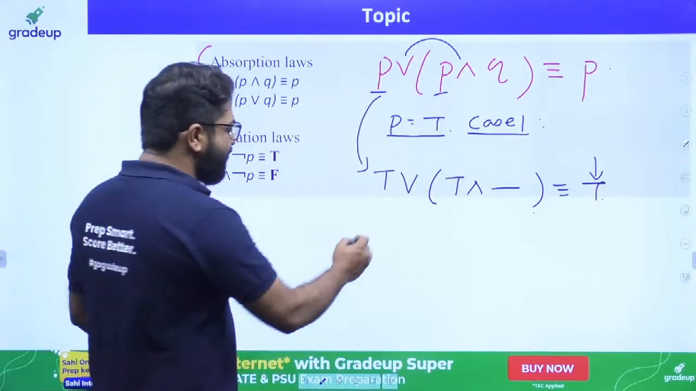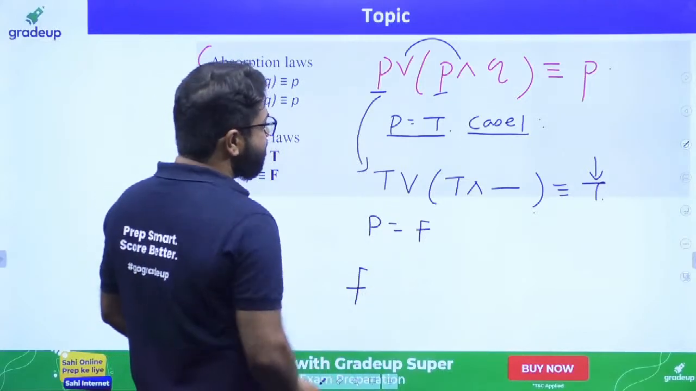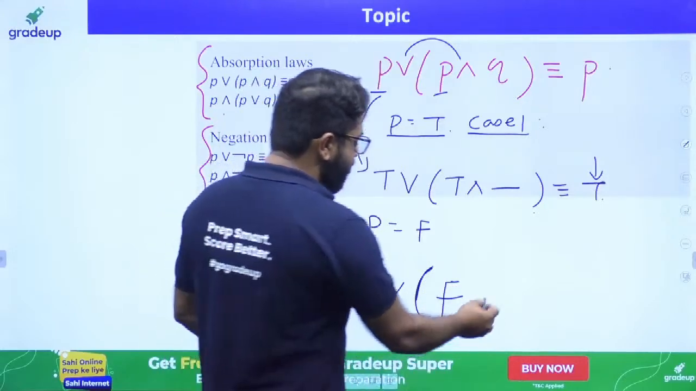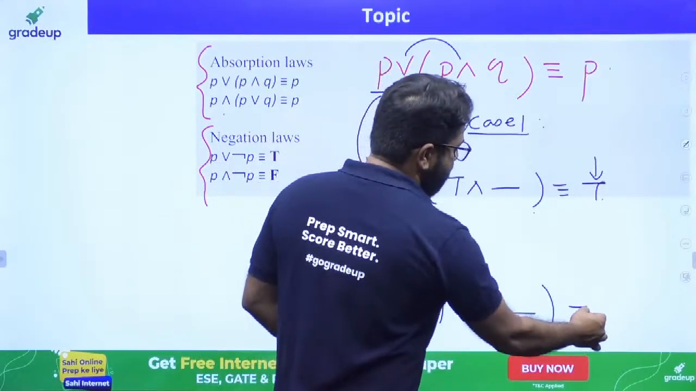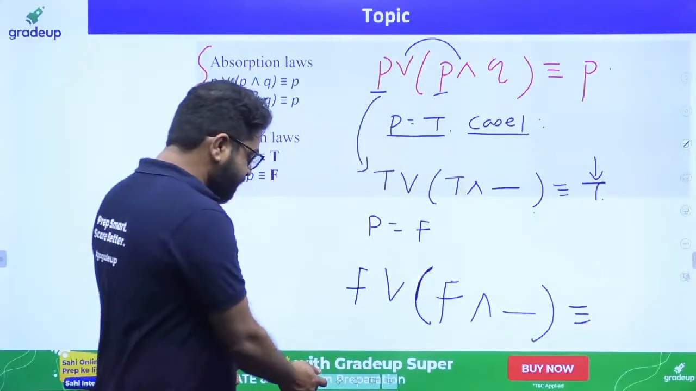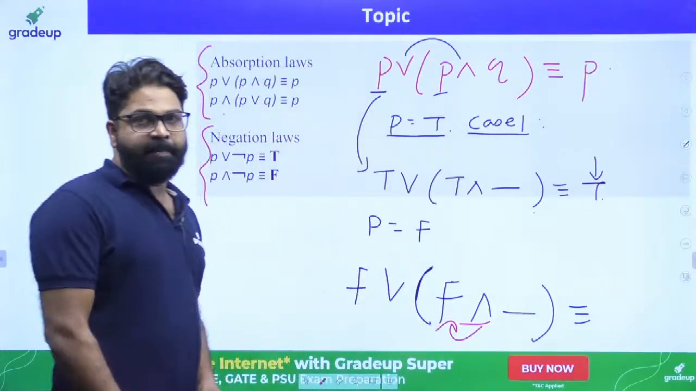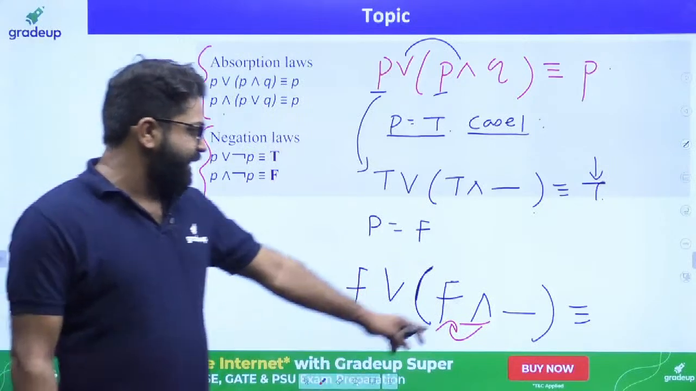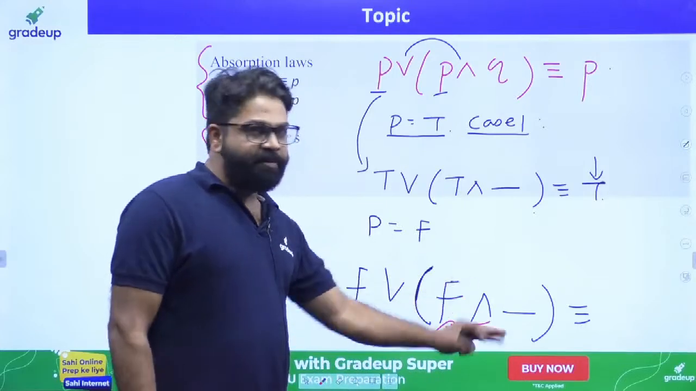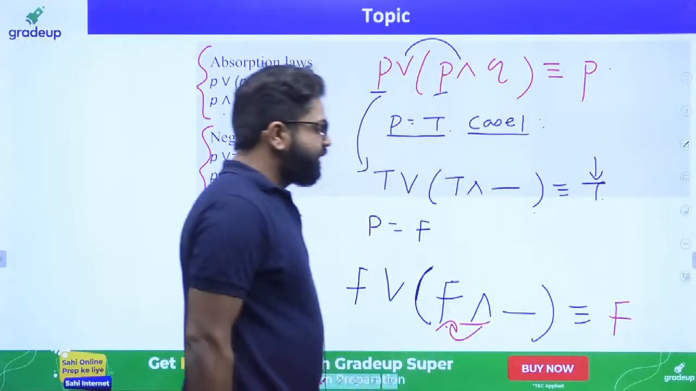What will happen if I put P as false? That is the second case. Now let's substitute P as false: here you will get false or (false and Q). Let's see what the answer should be. When we substitute this, the and will see this false. The right side does not matter what you write over here, because as soon as the and sees the false, this whole block becomes false, and false or false gives false.